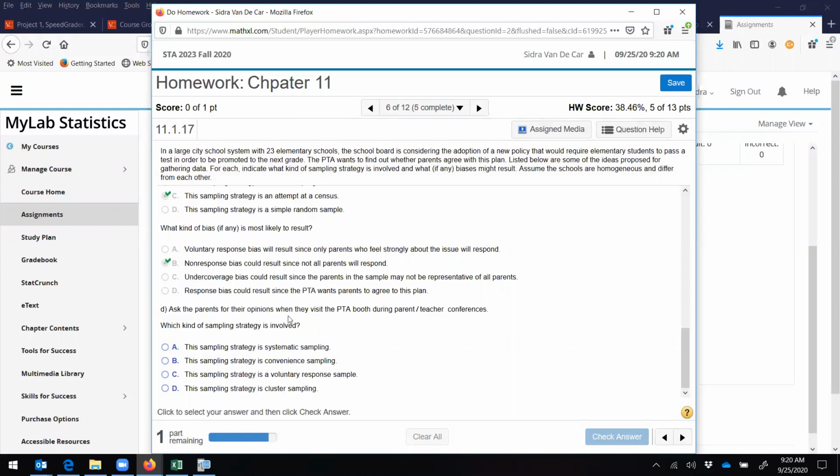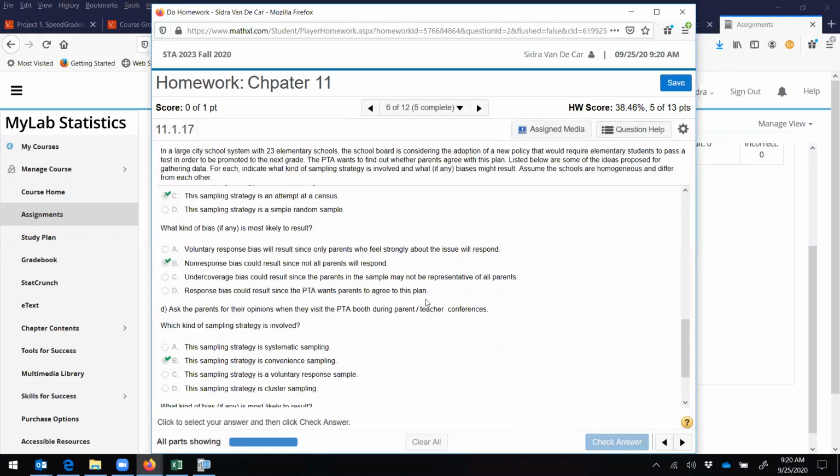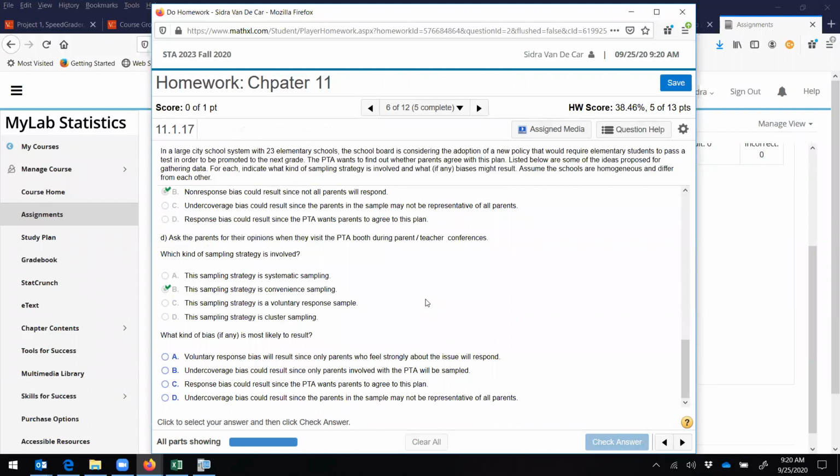Ask the parents for their opinions when they visit the PTA booth during parent-teacher conferences. That's convenience, because they're walking up to you. You're not going out and identifying people. What kinds of bias? Only parents who feel strongly about it will respond. There's our voluntary response bias.